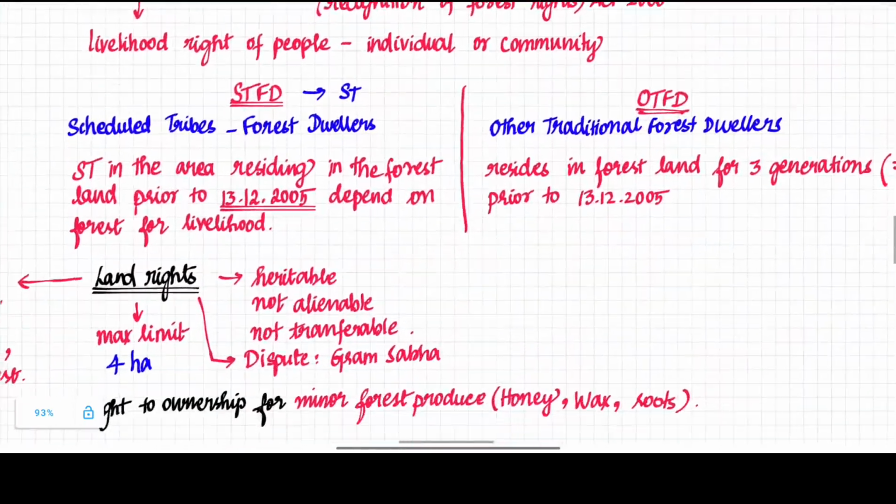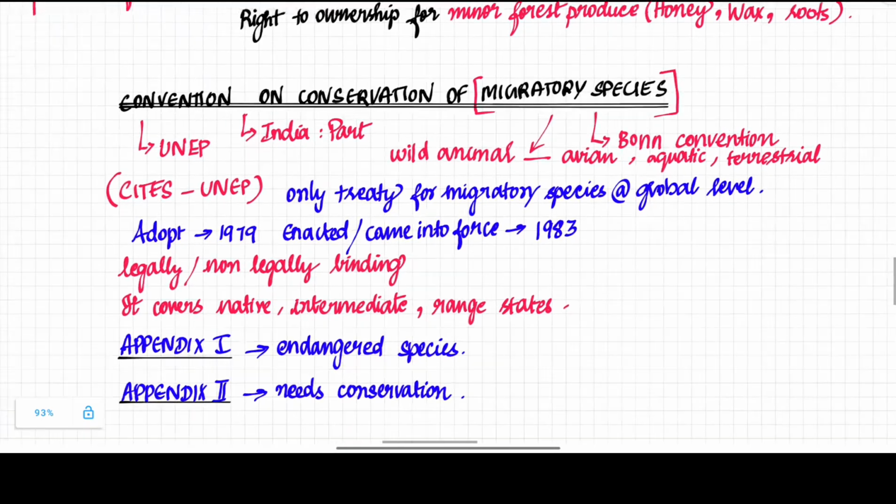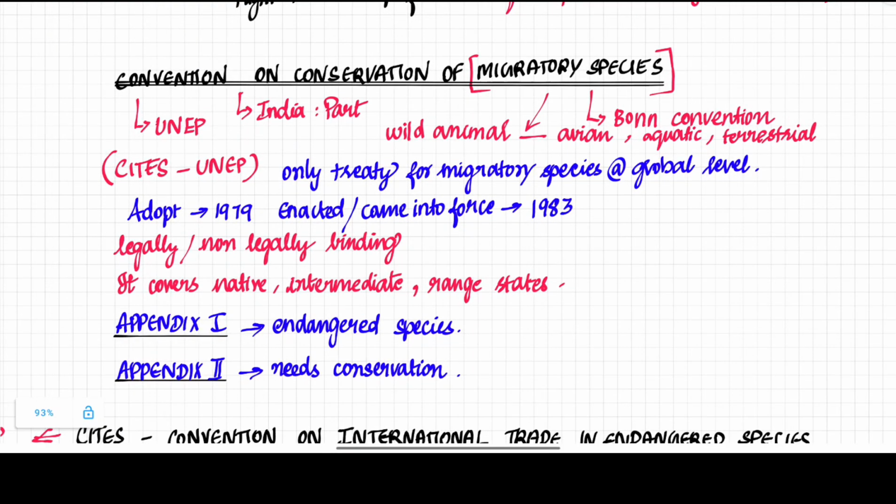And next we are discussing the Convention on Migratory Species. The Convention on Conservation of Migratory Species covers species that migrate from one place to another. Here we have only 2 appendices. One is for endangered species, and the other is for species which need conservation, right? It is a part of UNEP, the United Nations Environment Programme. India is a party to this convention, which covers migratory wild animals that are avian, aquatic, and terrestrial. It is also known as the Bonn Convention.